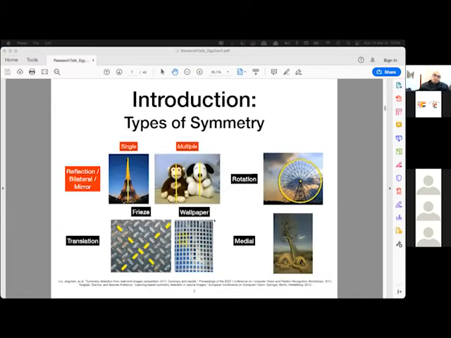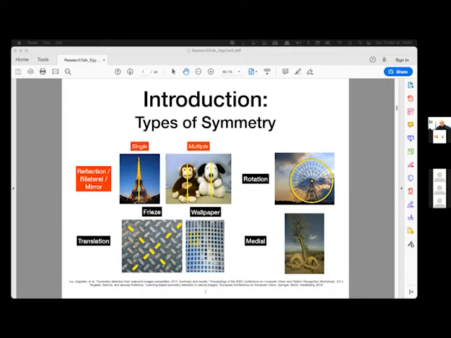There are very different types of symmetry. We have the reflection, which we are focused on, which is sometimes called bilateral or mirror. And we can consider a single symmetry, where we have one object and we try to find a single symmetry, or two or more, which we call multiple symmetry.